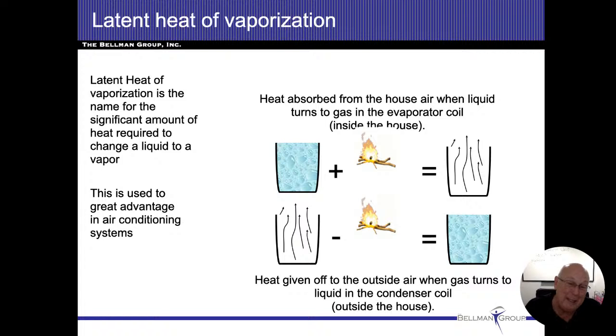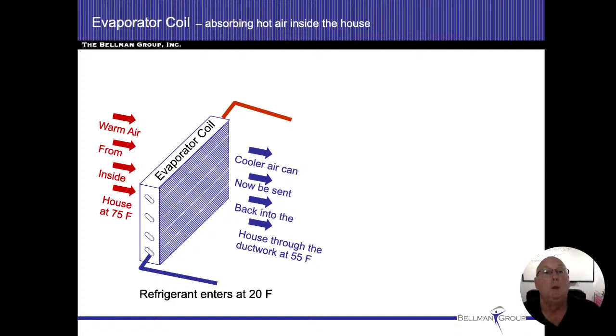For me, it was always easiest to remember that pot of water on the stove. If I've got a fire underneath the water, that water is absorbing heat. As I'm absorbing heat, I'm changing from a liquid to a gas. And vice versa, if I'm removing the heat, I'm going from a gas to a liquid. Latent heat of vaporization and latent heat of condensation, all right?